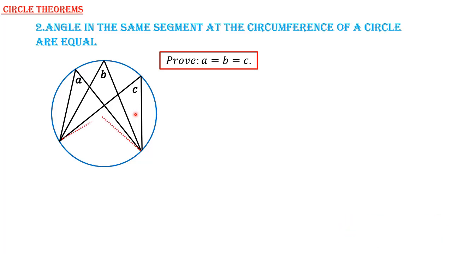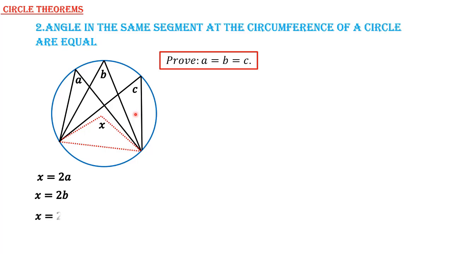Let's join a line to form an arc. Yeah, this is a triangle. So from theorem 1, we are saying that the angle at the center is twice the angle at the circumference. Do you remember? So S is twice A. That's from theorem 1. Then the same S is twice B from theorem 1. The angle at the center is twice the angle at the circumference. And S is also twice C.